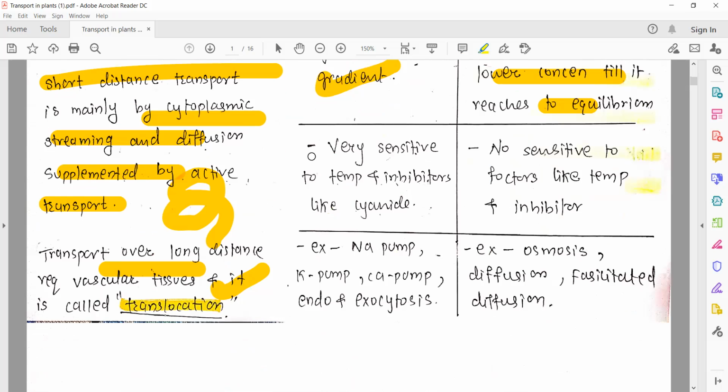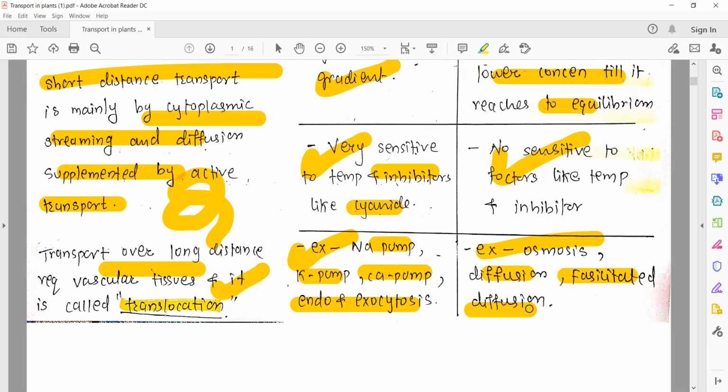Now active transport is very sensitive to temperature. If the temperature is more or less, or if an inhibitor like cyanide is present, then obviously the process is going to get affected. But in the case of passive transport it is not like this. There is no factor like temperature or inhibitors that affects the process. Now examples for active and passive transport: for active, the sodium pump, potassium pump, calcium pump, and endocytosis and exocytosis are the examples over here. Whereas examples for the passive process are osmosis, diffusion, and facilitated diffusion, which are very great examples directly asked in the examination.